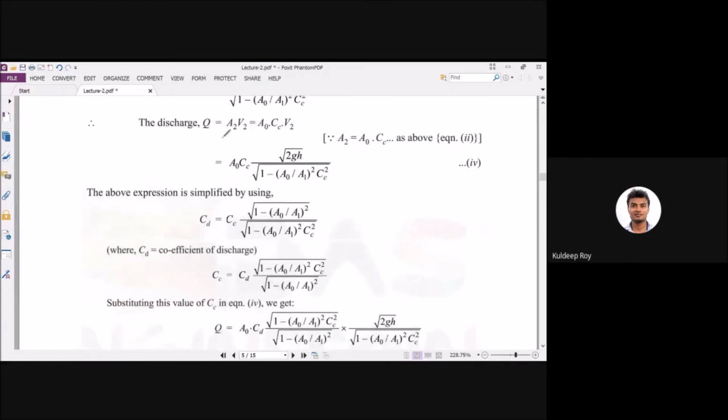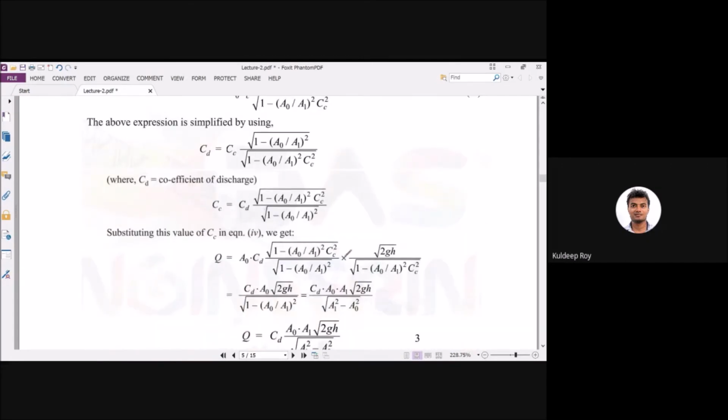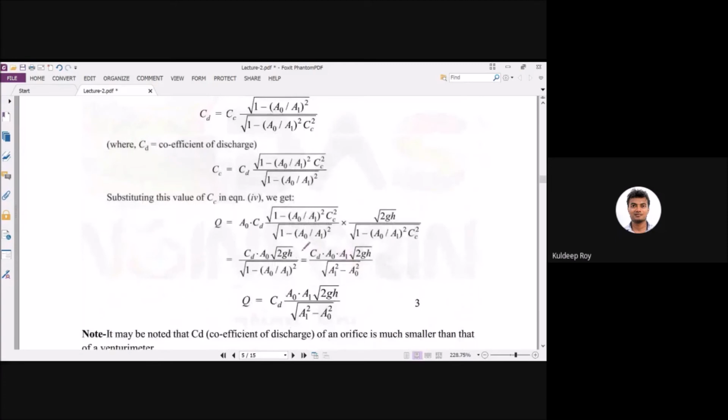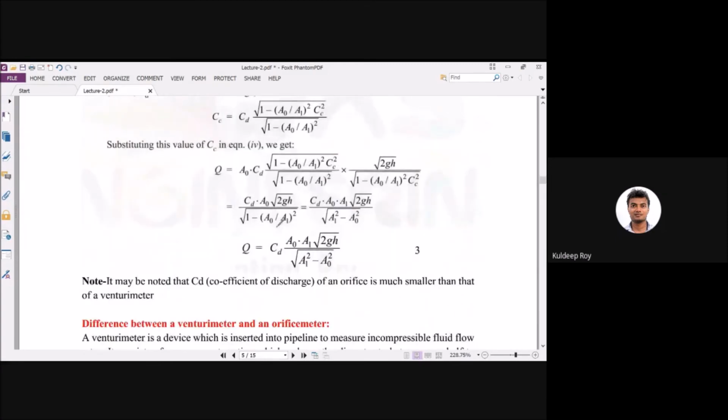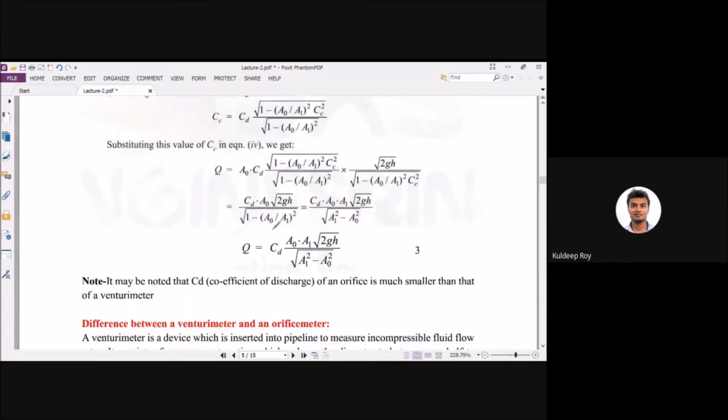Now these things are rearrangement. You know the value of velocity, then you have to rearrange again. Similarly, rearrangement, because you have to determine your CD value with the known quantities. Now you can see finally we got the value CD, the discharge coefficient, A naught.